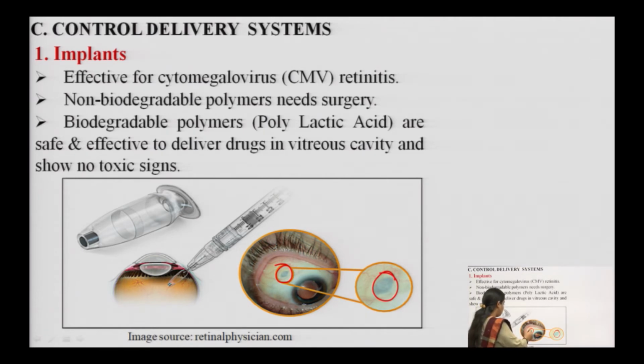So, here is the region which is put on the eye using this device. So, now you see how the implant is incorporated into the eye.